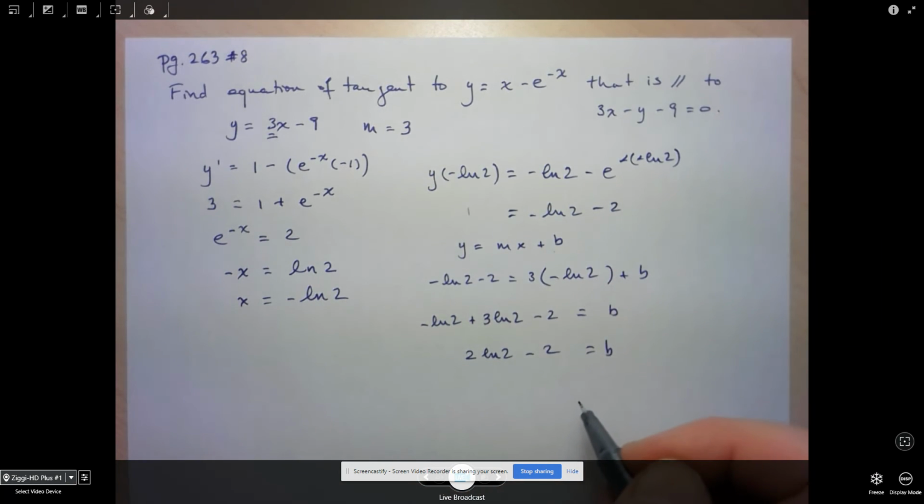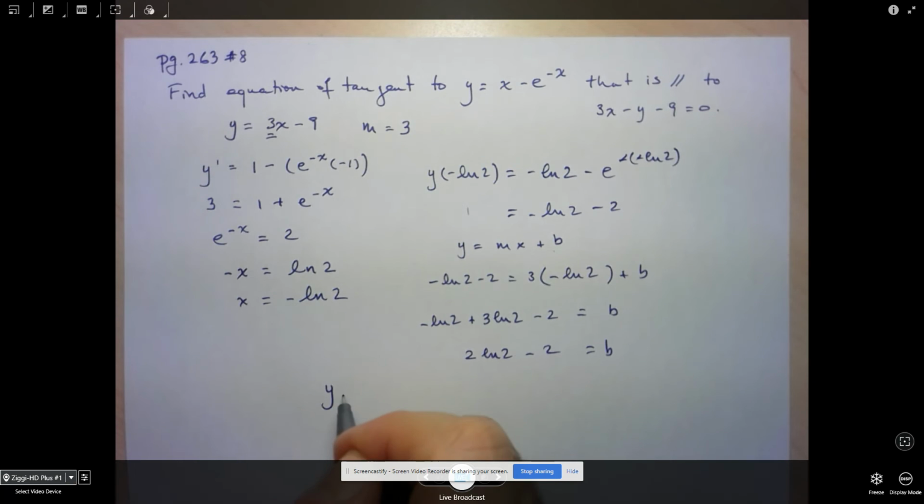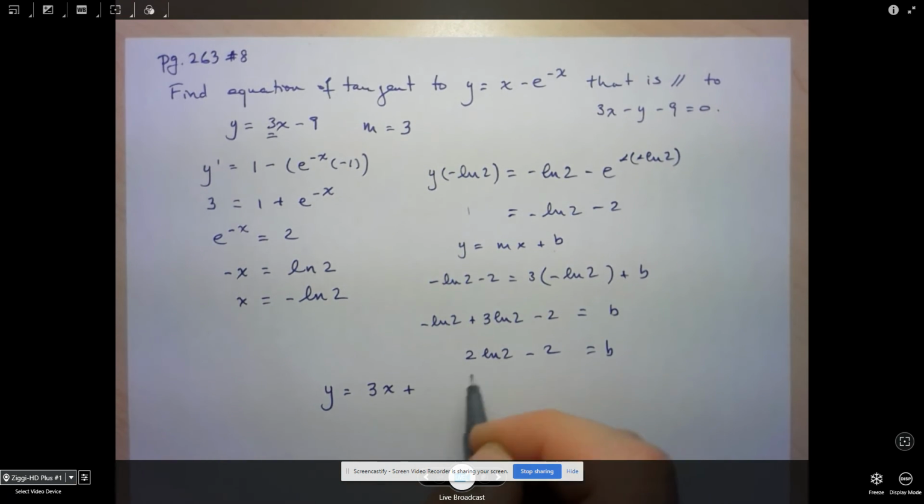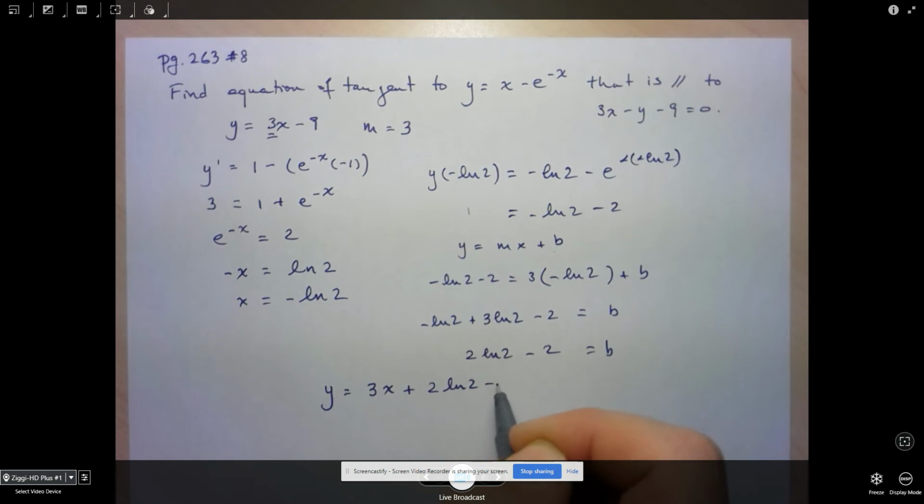All right, so now we have the equation of the line. So y is equal to, slope was 3, times x plus my b value, which is 2 ln 2 minus 2.